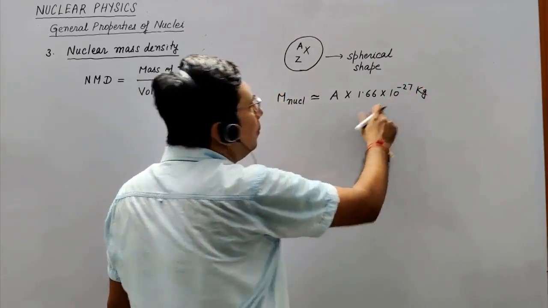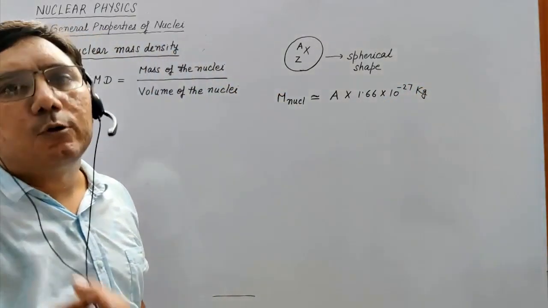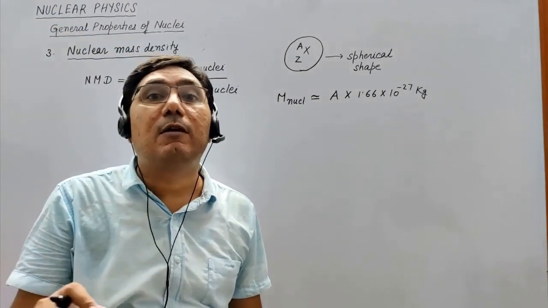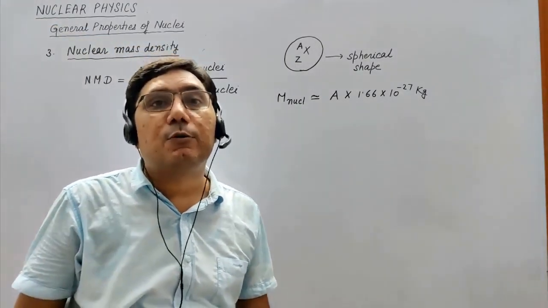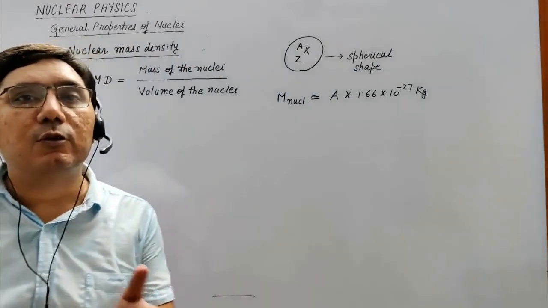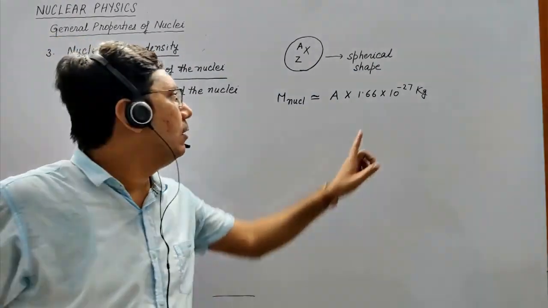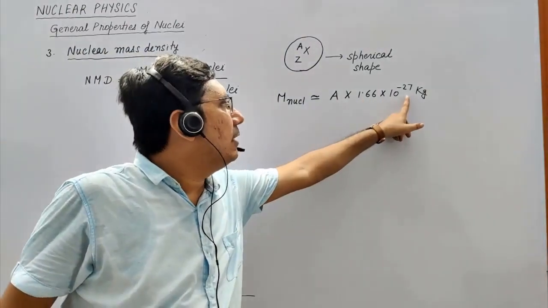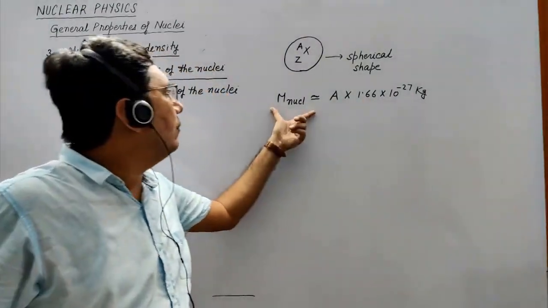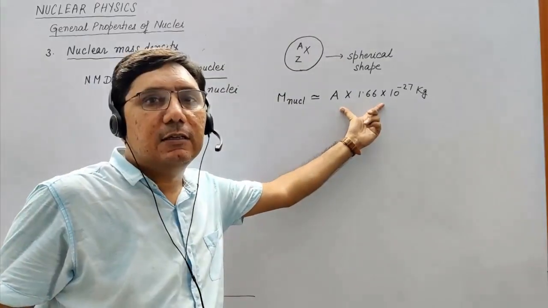Why am I taking this? Because mass of a nucleon, either proton or neutron, is roughly equal to 1 AMU. Mass of the proton as well as mass of the neutron is roughly equal to 1 AMU, and 1 AMU is equal to 1.66 into 10 power minus 27 kg. So mass of the nuclei is nearly equal to this.